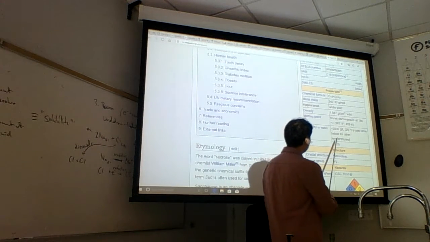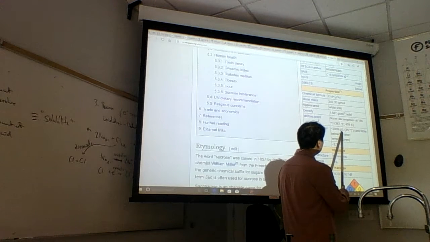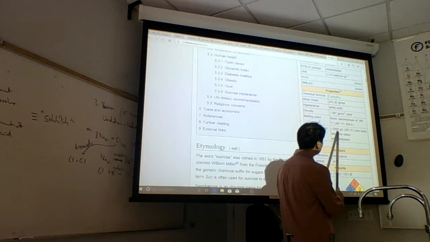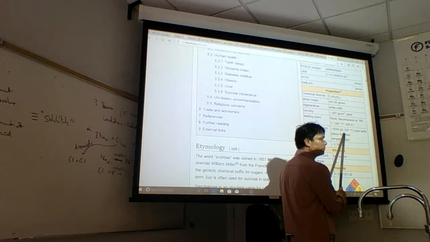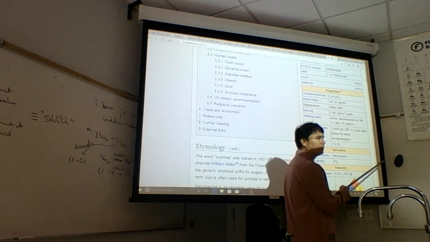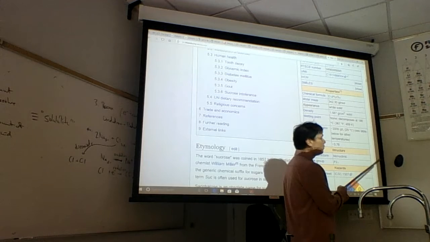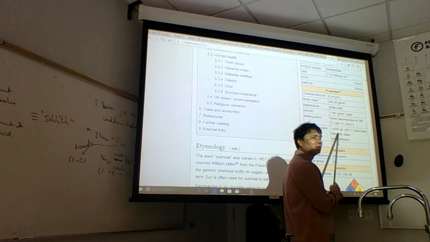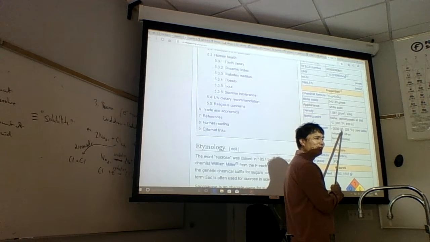So let's say if I had a 250 milliliter cup, 250 milliliters would be a quarter of a liter. This is in grams per liter. I could put 2,000 grams in a liter. Or if I had a cup of coffee, which is about 250 milliliters, that would be 500 grams. I could put 500 grams of sugar in my 250 milliliters. Would you do that?